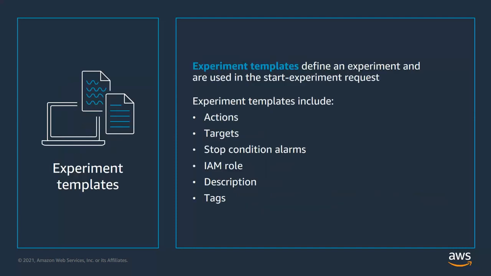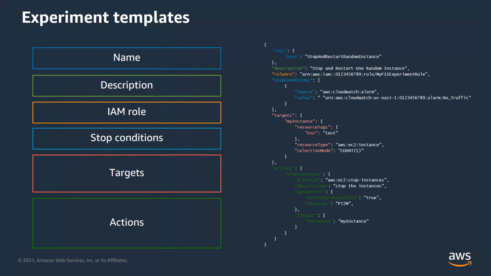Next, we have the experiment templates, and they are that template that defines the entire experiment for us, and they are used when we're starting our experiment. So they contain the actions, the targets, any stop condition alarms that we're adding as safeguards, which IAM role to use, which is a role to then be allowed to run this experiment, and any tags or description we want to add as well.